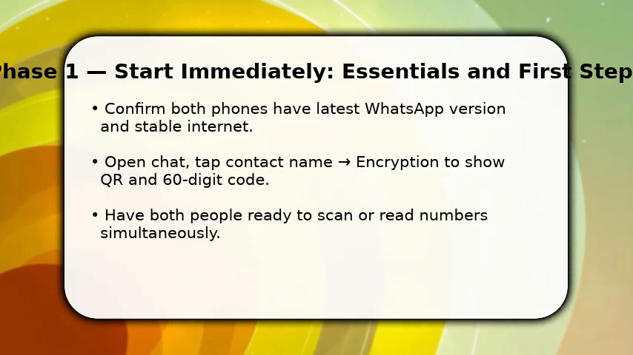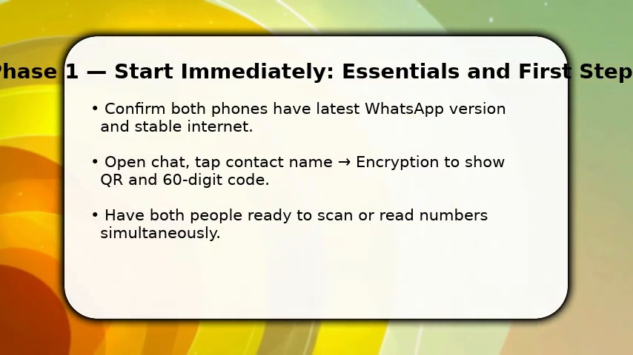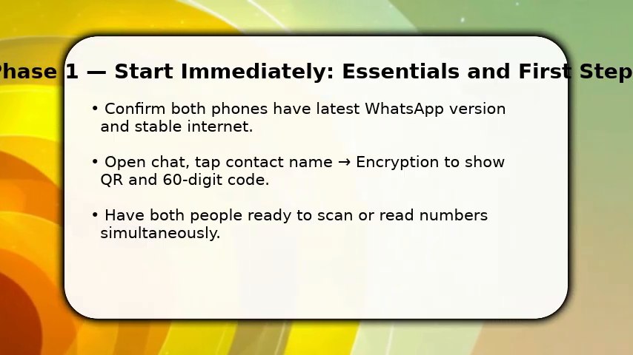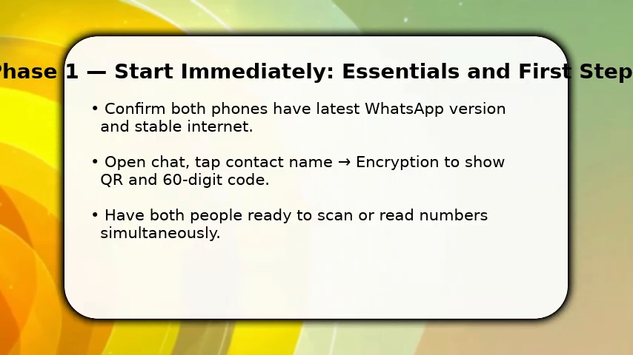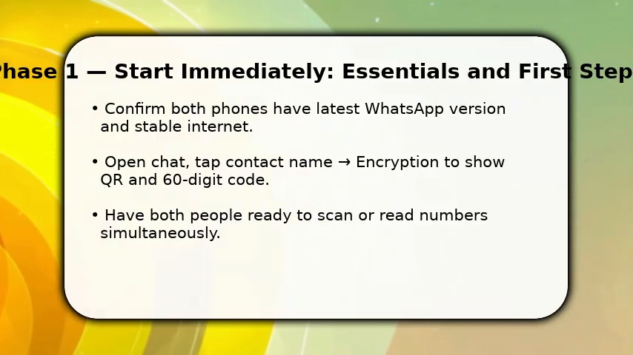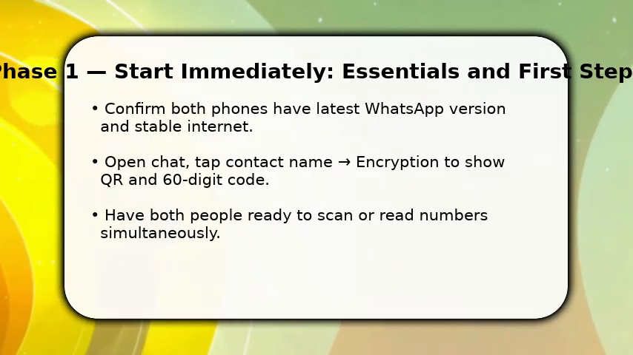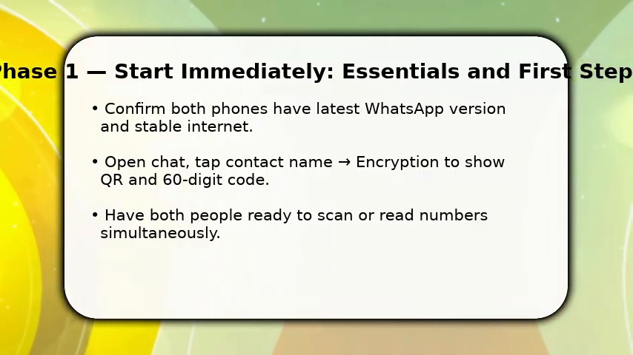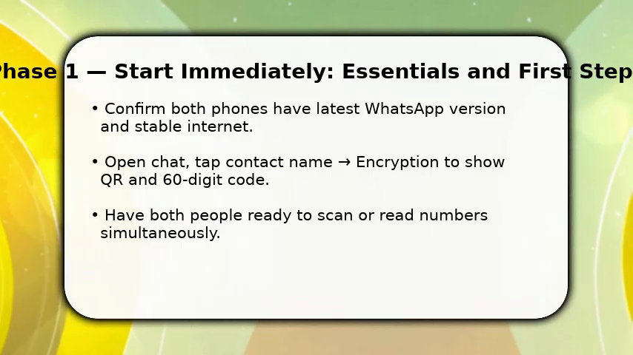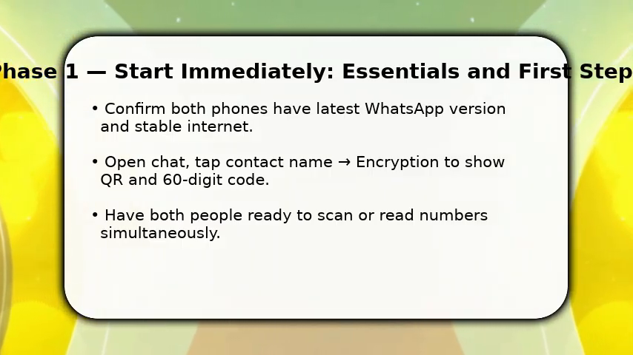Enjoy the video. You start by ensuring both phones are updated and online. This prevents false mismatches. Once done, open the chat, tap the contact name, then encryption to reveal the QR and the 60-digit code. You need both people present because the verification requires scanning the QR or reading numbers at the same time. Do this now, don't delay, so you get an immediate match or see a discrepancy you can act on. Now execute the core verification.